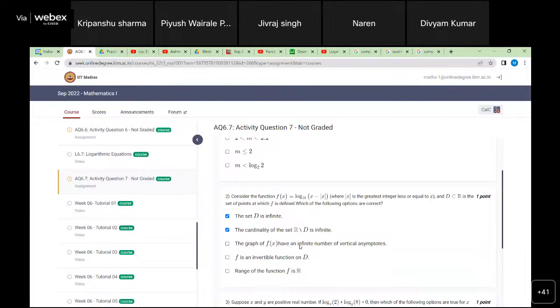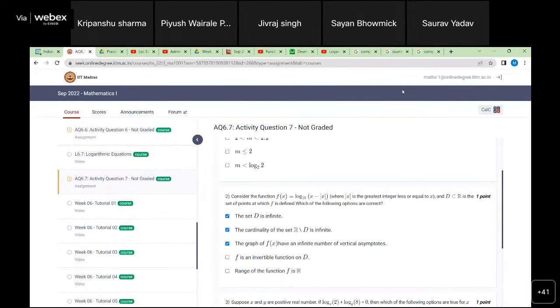Now, the graph of the function has an infinite number of vertical asymptotes. So for each value it will have one asymptote, right? So it is also correct. Now, is it an invertible function on D? No, it will not be invertible. And the range, I don't think it will be R. Actually, the range would be 0 to infinity, right? For this particular function, it's the positive real line. So R is not right. So 1, 2, 3 is correct.